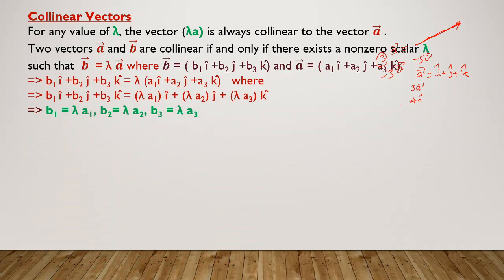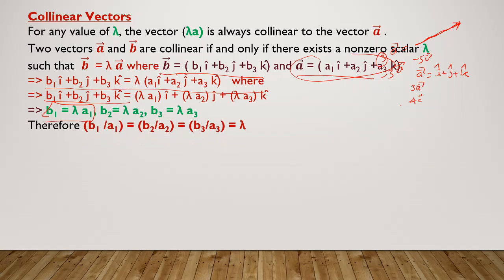Here it is given two vectors, vector B and vector A. If vector B can be written as lambda, that is some scalar, into vector A, then you can say that the two given vectors, vector A and vector B, are collinear to each other. Here is a very important concept: when two given vectors are collinear, keep in your mind that their corresponding components will be proportional to each other. Vector B and vector A will be in proportion to each other.